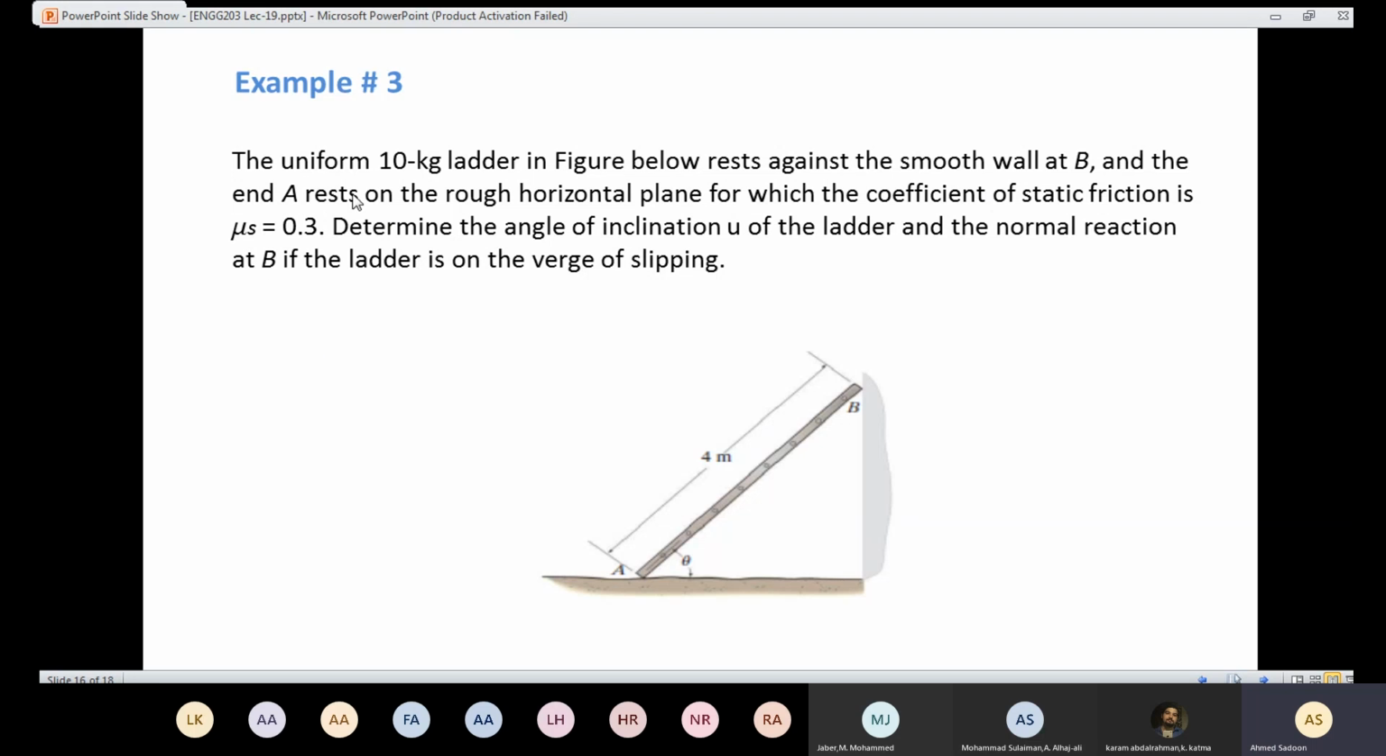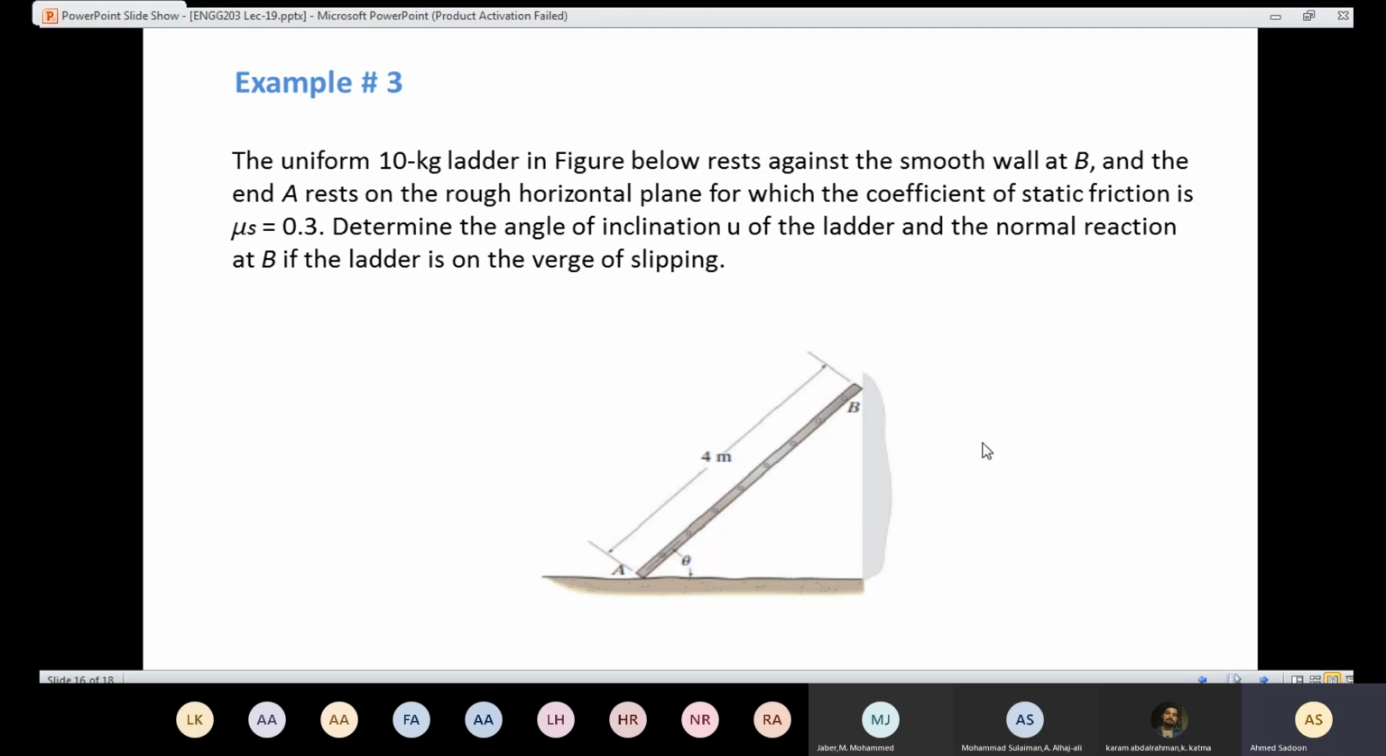So the question is: determine the angle of inclination, the angle theta of the ladder, and the normal reaction at B. Here the normal reaction is perpendicular to the surface, if the ladder is on the verge of slipping. It means that the ladder is going to slip. So we need to know the angle when the ladder is going to slip, which means that that point is going to move.